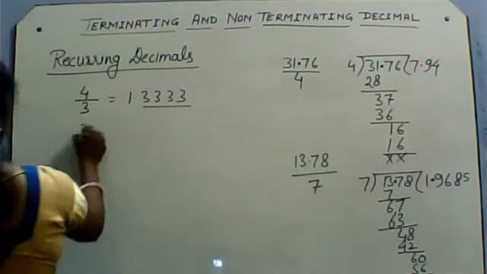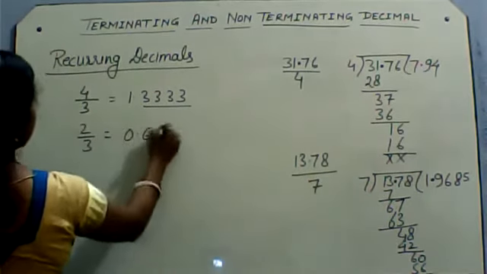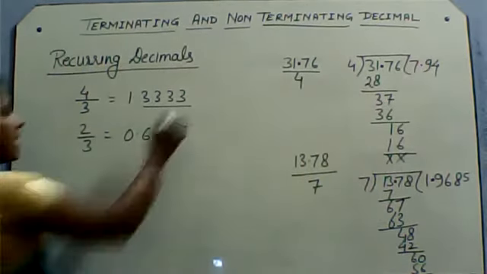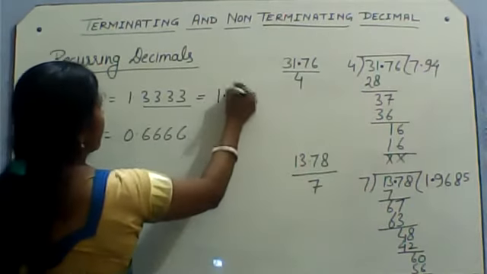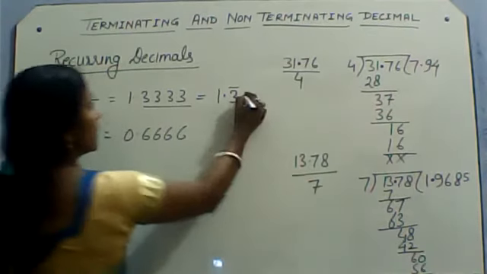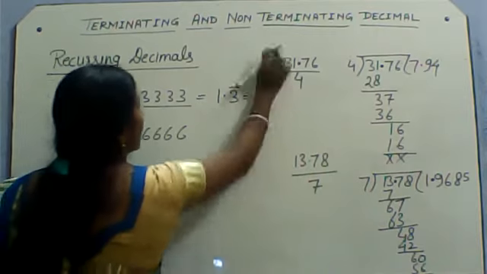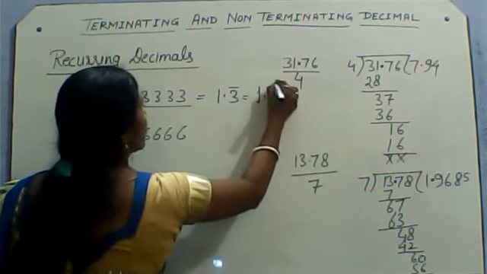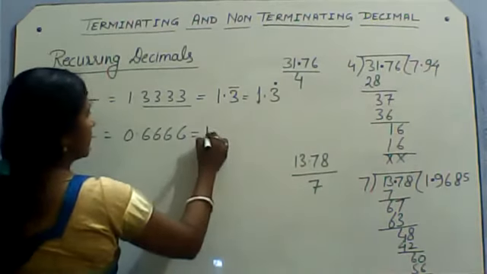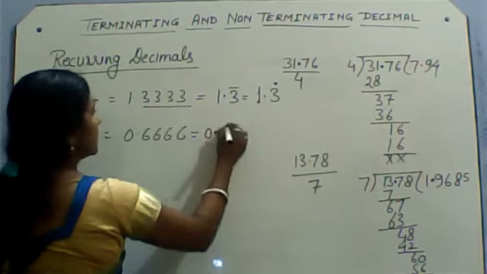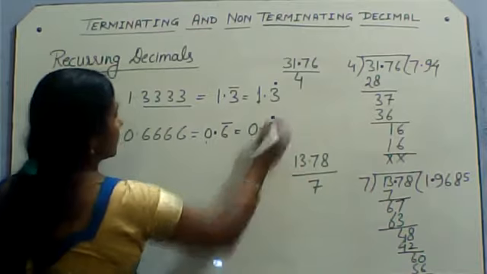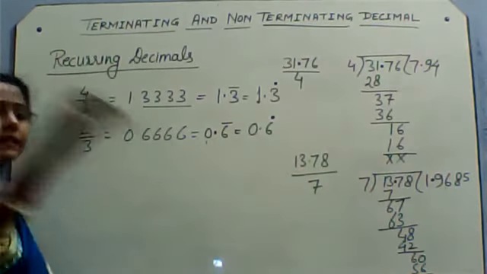Suppose you are dividing 2 by 3. This will come 0.6666. These are called recurring decimals because 6 is repeated. And how do we denote it? Like this: 1.3 with a bar on top. Or you can put it like this also, 1.3 with a dot here. Like this you can denote it. This one is 0.6 with a bar, or you can put 0.6 with a dot here. It means 6 is repeating. 6 will go on.